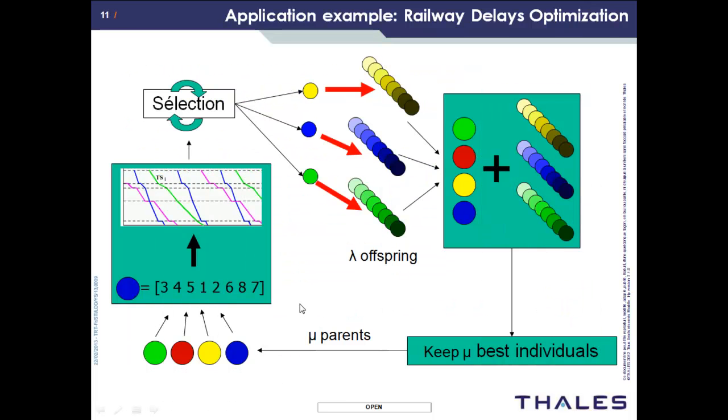This is the evolutionary loop you've just seen. An individual, which you can see here, is a permutation, which means an ordered list of train identifiers, which is used by greedy scheduling heuristics to produce a schedule. And you have the usual selection, reproduction with mutation and crossover, and selection steps. The best individuals are kept for the next generation, and the process is iterated until a sufficient quality solution is found.